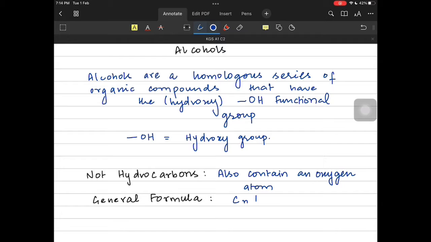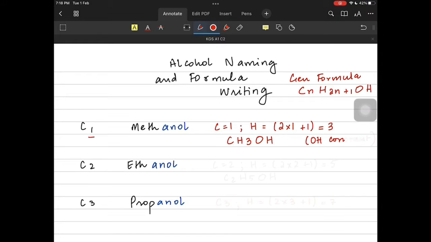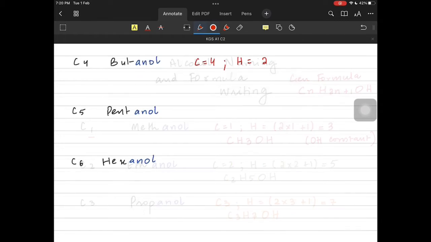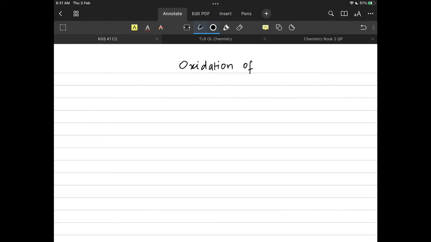We saw their general formula, which was CnH2n+1OH if you want to write the OH separately, or it could be CnH2n+2 then a single oxygen atom. We even tried the naming and the formula making for methanol, which was CH3OH, and similarly for other alcohols as well. We then tried the formula making for butanol, which was a C4 alcohol, and similarly pentanol and hexanol.